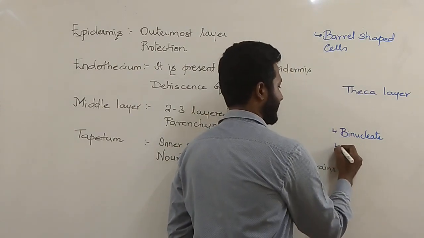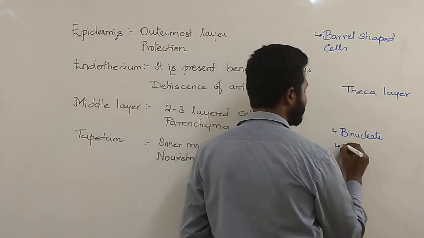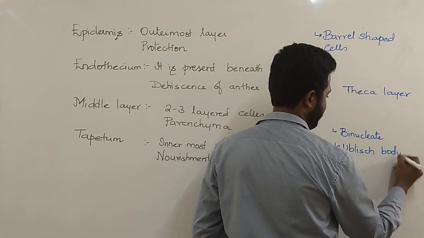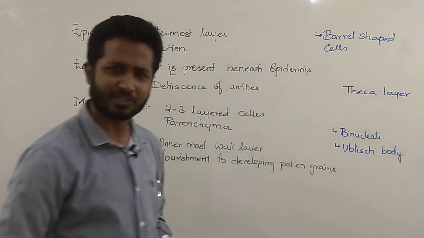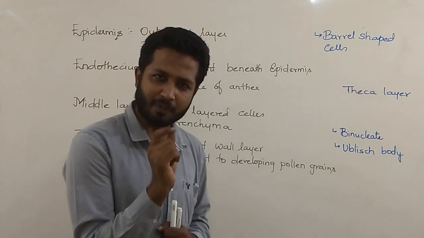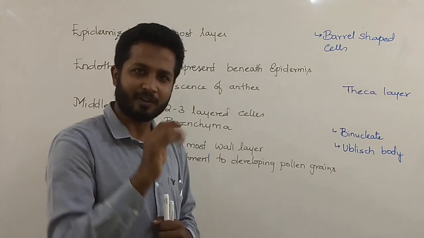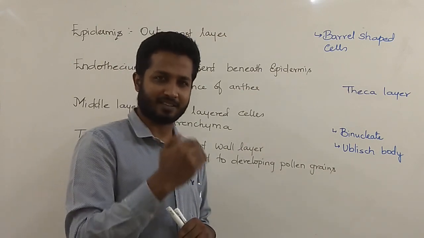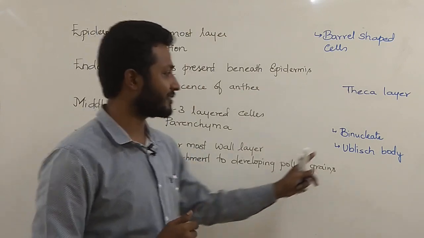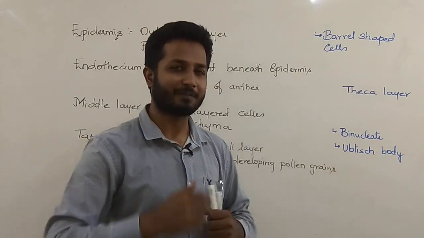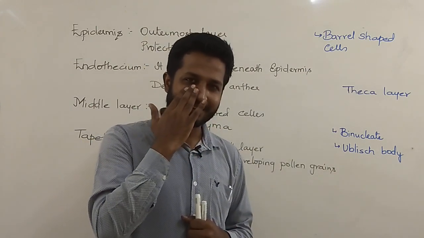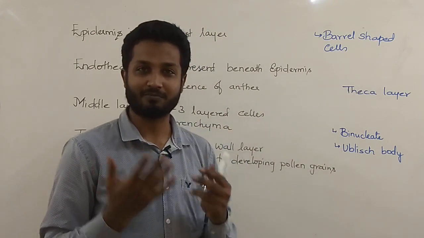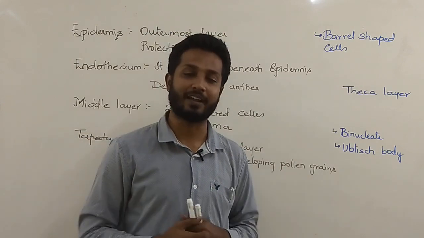First point. The second point is that it will produce Ubisch bodies. What are these Ubisch bodies? See, Ubisch bodies are seen on the pollen grain. The outermost layer of the pollen grain will have one sunscreen-like layer. That sunscreen-like layer is known as Ubisch bodies. You must have seen cricket players. They apply white sunscreen before they go to play a test match, because throughout the day they have to stay in the field and get exposed to the sunlight.